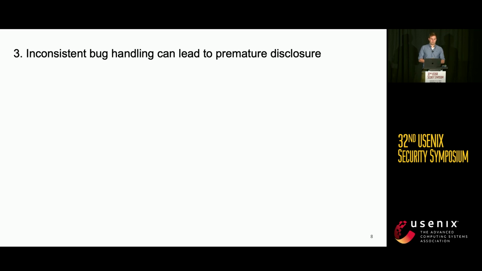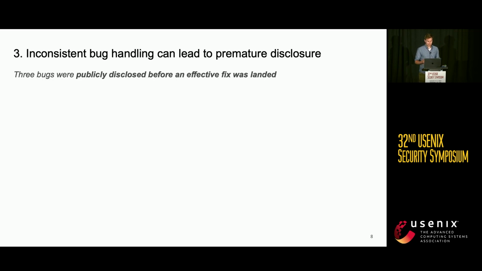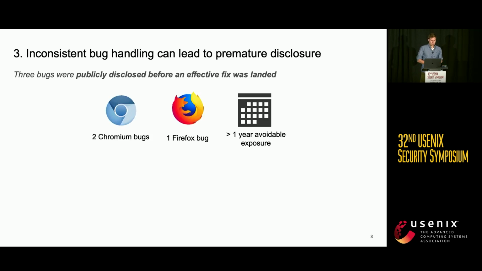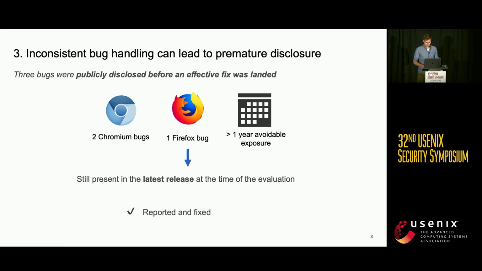Then the last finding I can share with you today is that inconsistent bug handling can lead to premature disclosure. In our data set, we found 3 bugs that were publicly disclosed before an effective fix was permanently landed. This comprises 2 Chromium bugs and 1 Firefox bug. And in each of these cases, the browser was exposed for at least 1 year. Also important to note, the Firefox bug was even still present in the latest release version. So we reported it, and then it was fixed.